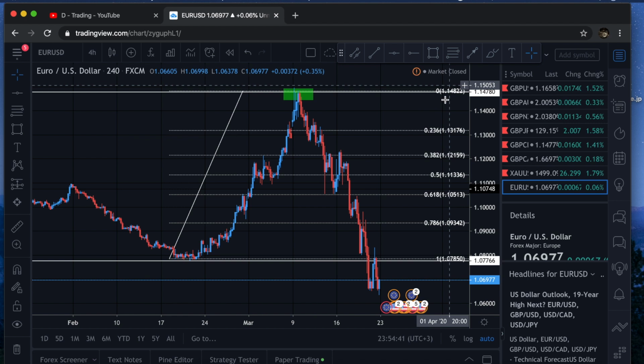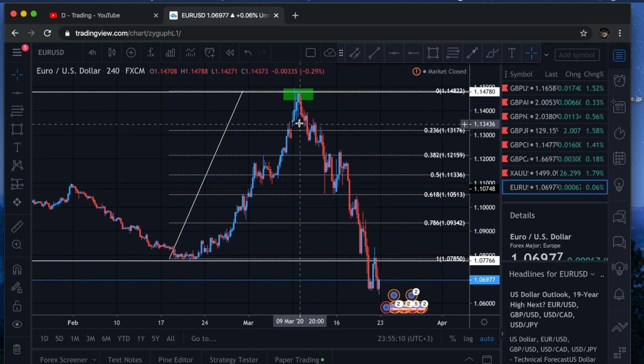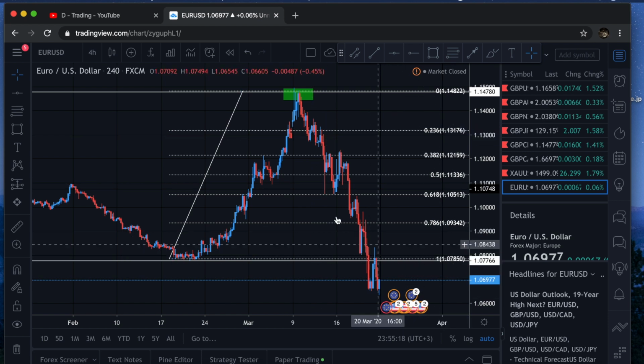Now, you see all these numbers and you don't know what these numbers are. These are just percentages. This is 0%. This is 23.6%, if you multiply by 100, because this is a percentage. This is 38.2%. This is 50%, so this is the half of Fibonacci, or half the price, you can say. This is 61.8%, 78.6%, and this is 100%. So these numbers are just percentages. For example, if you are selling over here, you are selling at 23.6% of the price. The price has not completed its 100%.